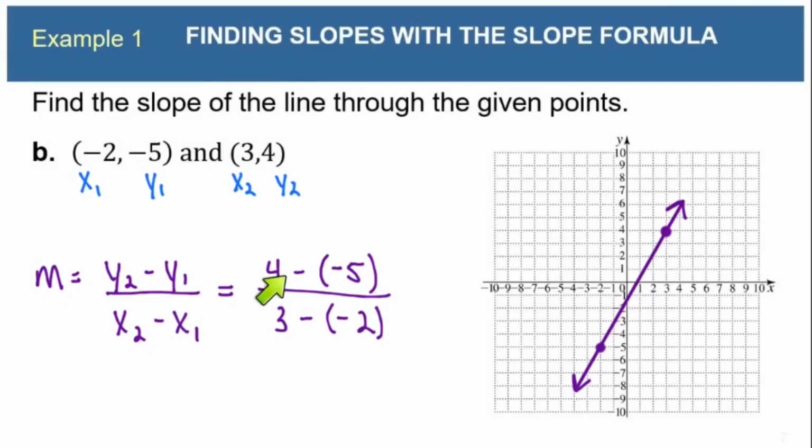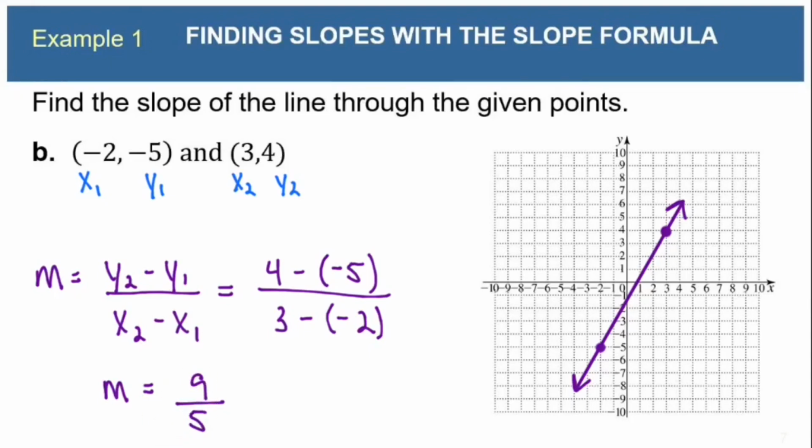Okay, now evaluating, 4 minus -5 is 4 plus 5, so that's 9. And in the denominator, 3 minus negative 2 is 3 plus 2, so that's 5. Again, this is improper, which is fine. Just leave it as 9 over 5.